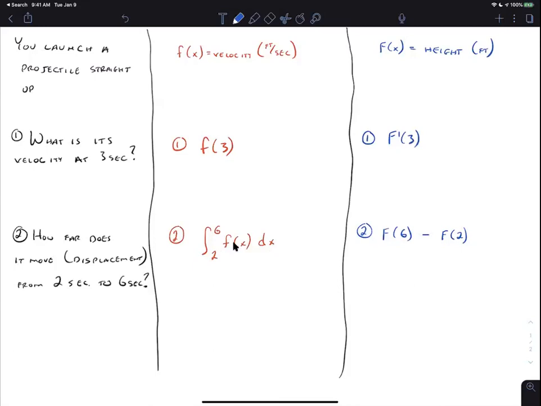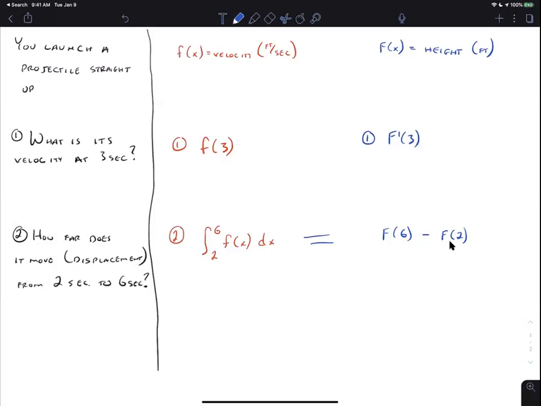You guys clear? Okay, but the idea is that if you're talking about the same projectile, these two things are actually equal to each other. And so the integral from 2 to 6 of this little f of x dx is equal to capital F of 6 minus capital F of 2, because we're measuring the same thing. Does that make sense to everybody? That has to be the case.